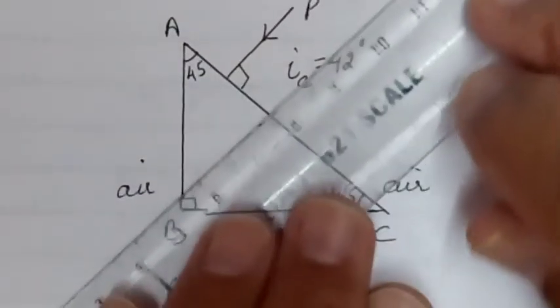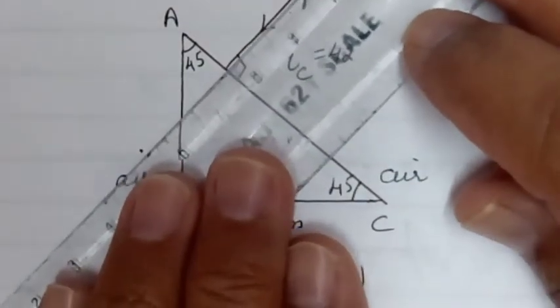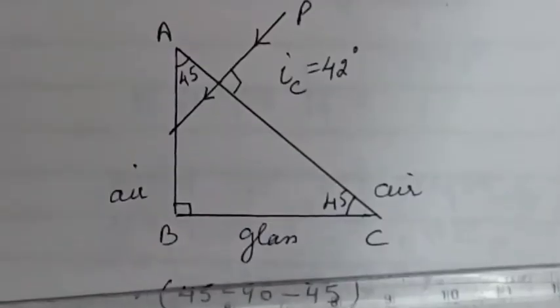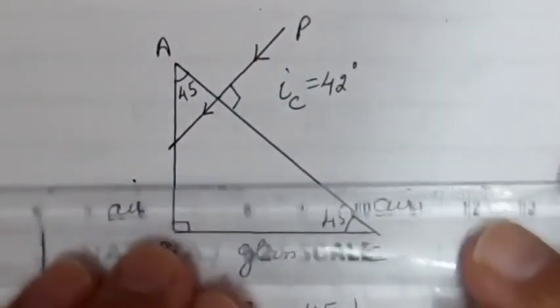So this being a normal incidence, the ray goes straight, unbent, and strikes this side. Now at this side AB, on the side AB we draw a normal.